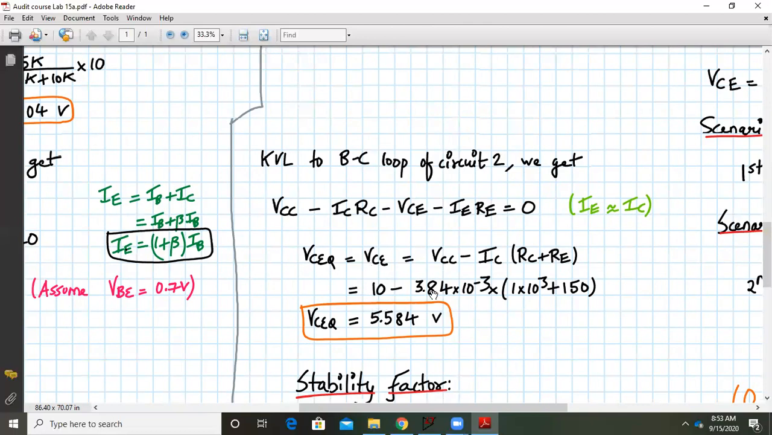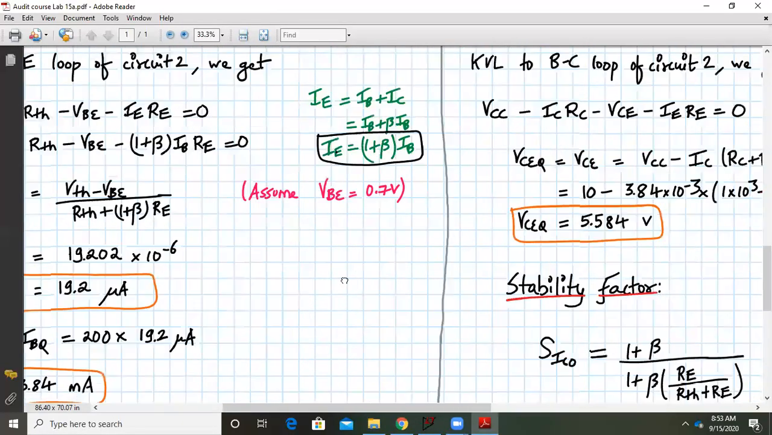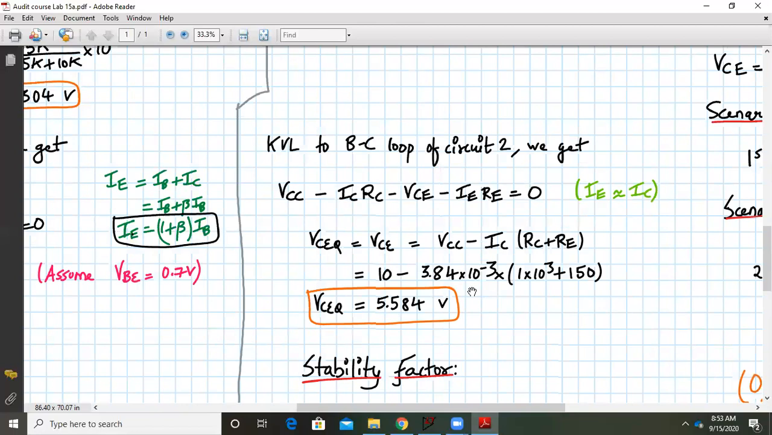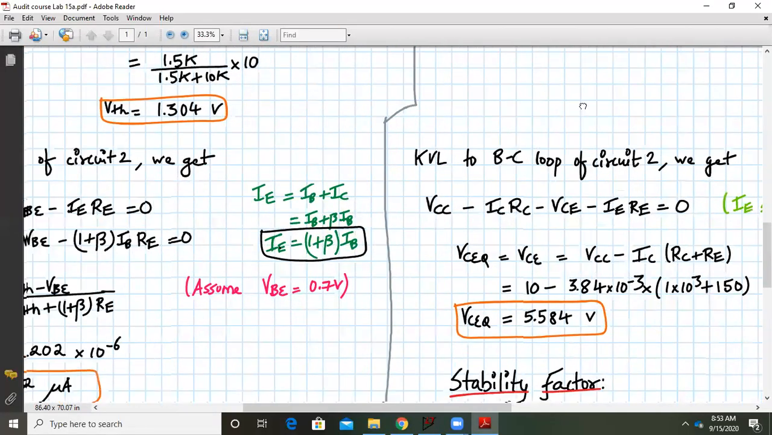VCC is 10 volts. IC is 3.84 into 10 raised to minus 3. No need to call it milliamperes because it's already multiplied by 10 raised to minus 3. The resistance RC value is 1 kilo ohm, so 1 into 10 raised to 3. And the RE resistor value is 150 ohms. So if you work it out in a calculator, this number will come out to be 5.584 volts. Okay, so this is the value of my Q point.